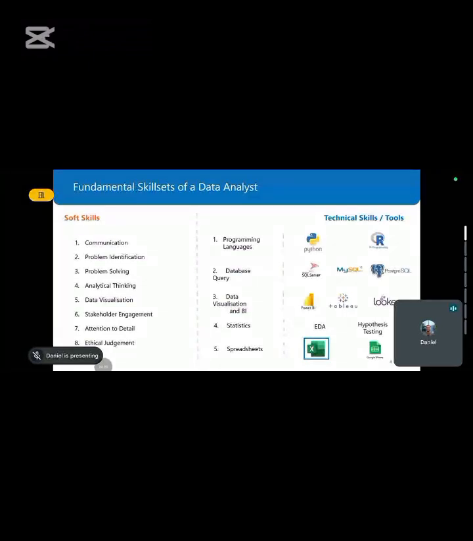So data visualization goes beyond just lines and charts. It's also a skill that needs to be developed. Another is stakeholder engagement. This comes into play with communication, but you need to know how to engage stakeholders, and it comes into play in communication and problem identification.